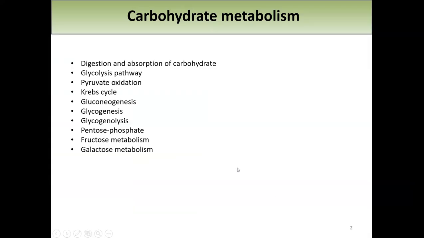In this lecture, I would like to talk about the digestion and absorption of carbohydrate. We will talk about the glycolysis pathway, and the pyruvate which is produced by glycolysis and how it could be oxidized. We will talk about the Krebs cycle, and gluconeogenesis, a pathway which leads to the production of glucose. Glycogenesis, as I mentioned in the previous slide, produces glycogen. Glycogenolysis is the metabolic pathway which leads to formation of glucose from glycogen. Then the pentose phosphate pathway, and in addition, we talk about the metabolism of monosaccharides, including fructose and galactose.